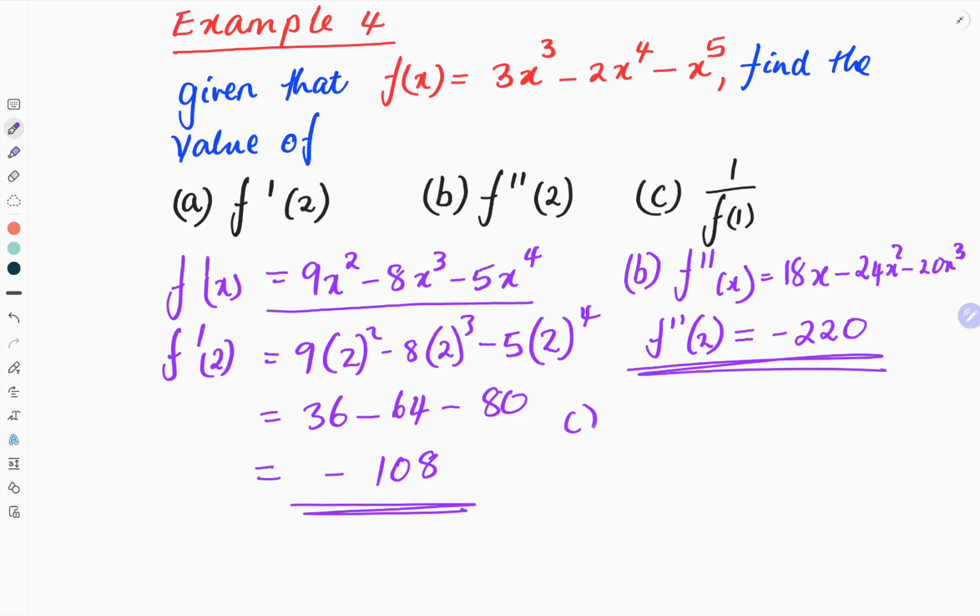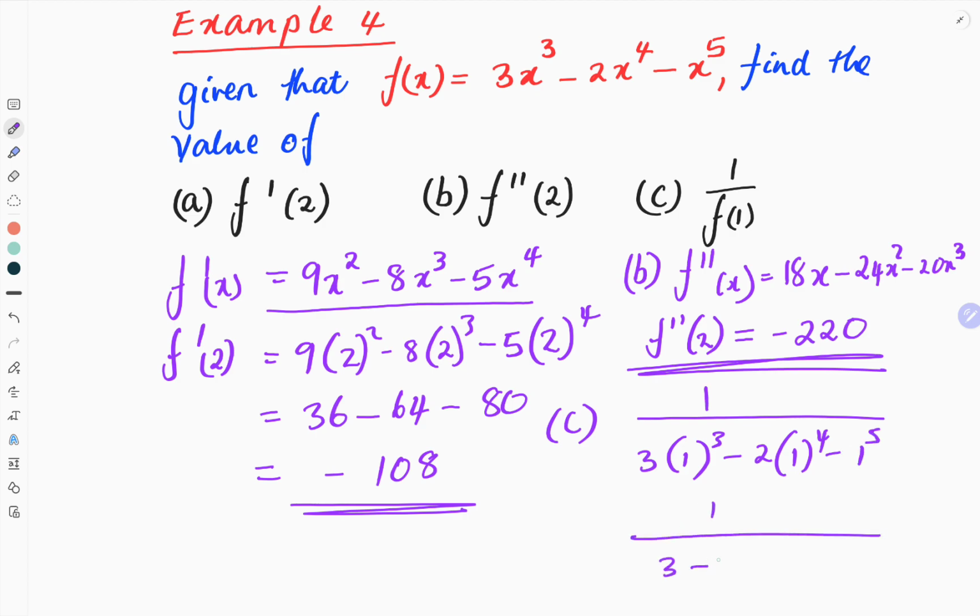Then the last part, C. The last part is 1 divided by the function of 1. So you don't need to derive anything. The answer will just be 1 divided by the function of 1. So you just substitute 1 into the function: 3 times 1 cubed minus 2 times 1 to the power 4 minus 1 to the power 5. And that becomes 1 over 3 minus 2 minus 1, and that is equal to 0. So any number divided by 0 is undefined. Remember, you cannot divide any number by 0. That gives you undefined. Hope this makes sense.